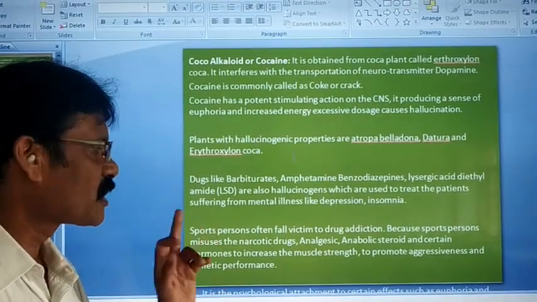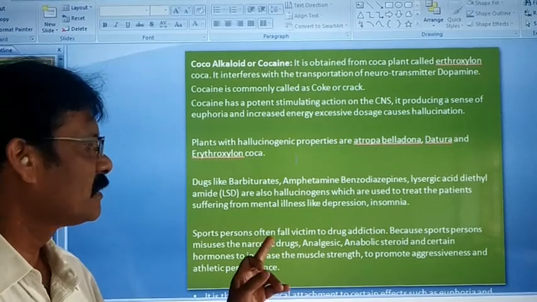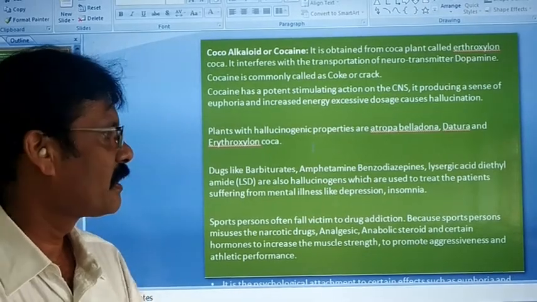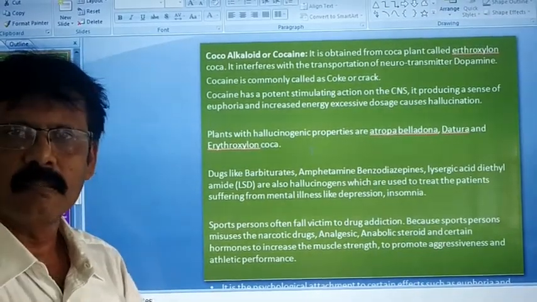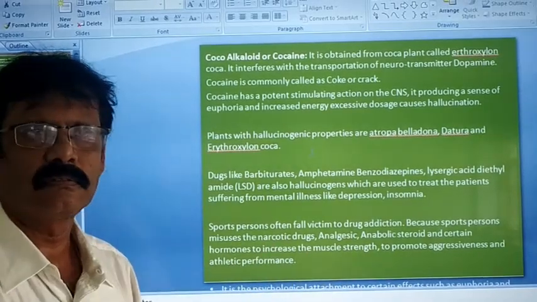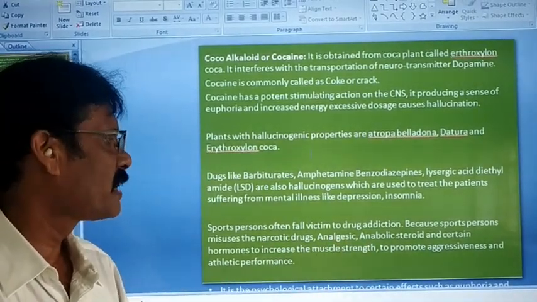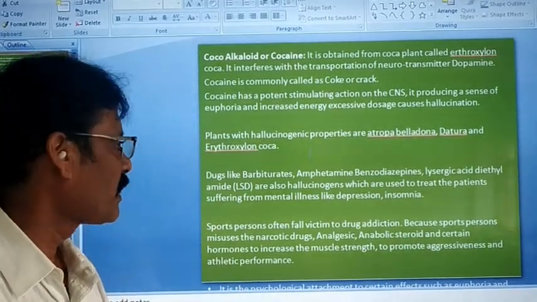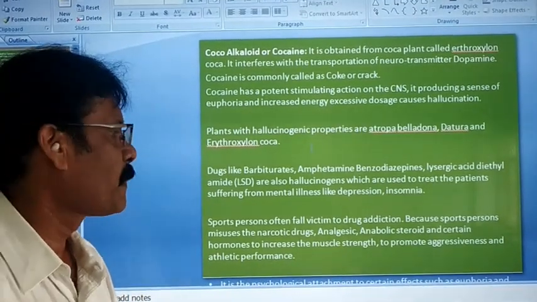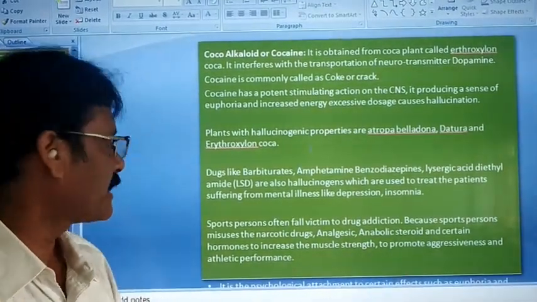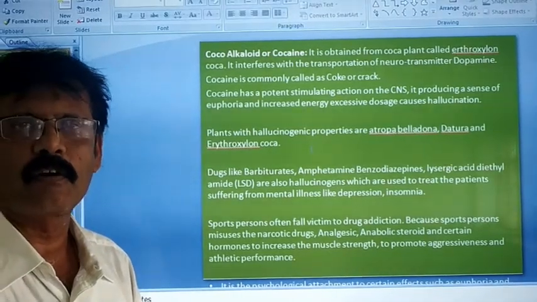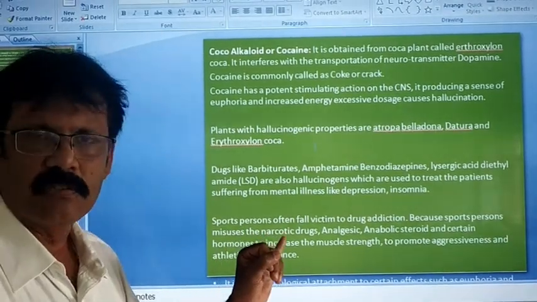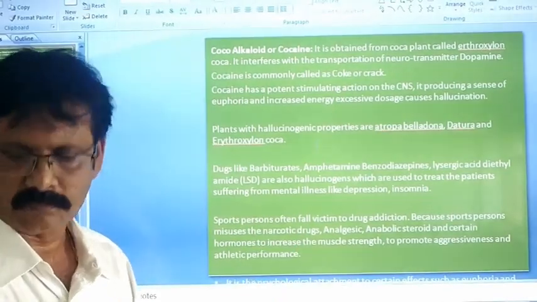Sometimes sports persons fall victim to drug addiction because they misuse narcotic drugs, anabolic steroids, analgesics and certain hormones to increase muscle strength and to promote aggressiveness and athletic performance. That is why sports persons misuse narcotic drugs.